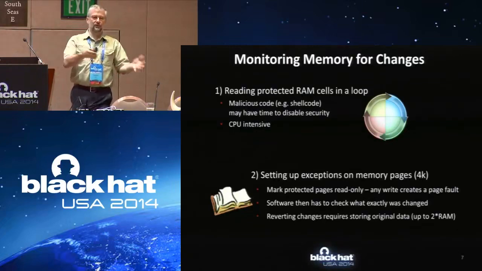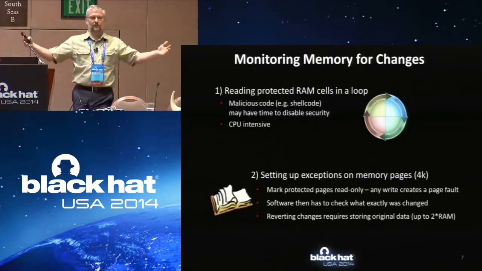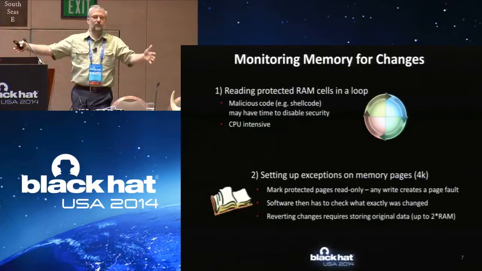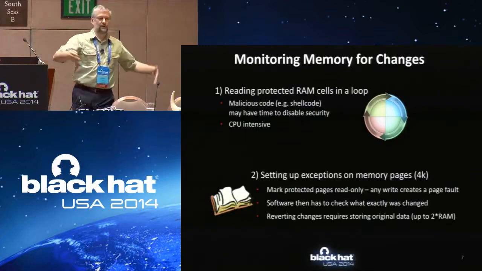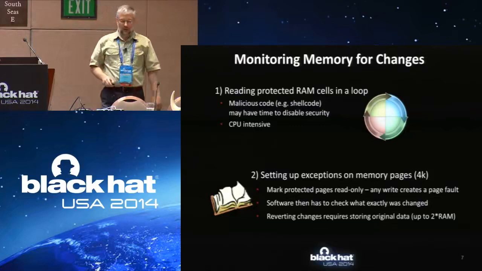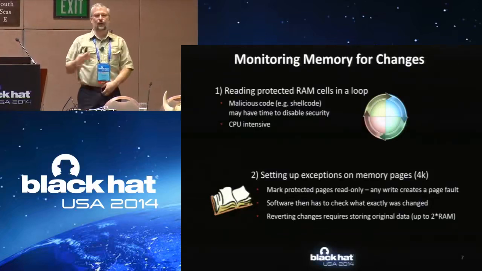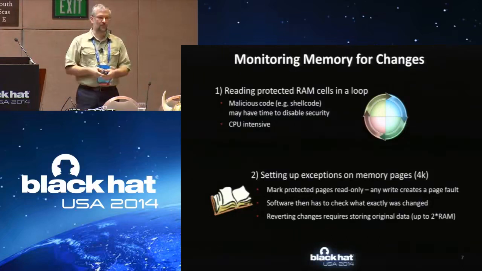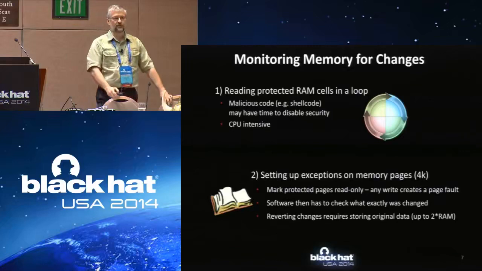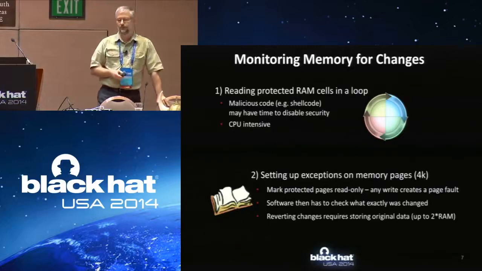But to be able to revert the changes or make comparisons, you need a full copy of the page. So if you protect many, you would end up having an exact copy of what you are protecting somewhere else, which doubles the memory requirement. And that's expensive. And also the disadvantage, of course, is that you have to apply these checks from the hypervisor or from the operating system, who are in control of page tables or extended page tables.